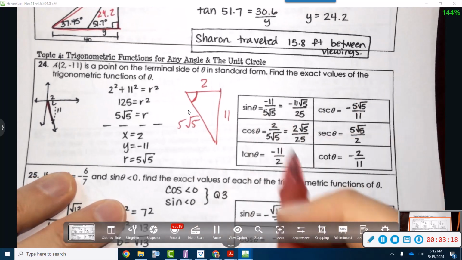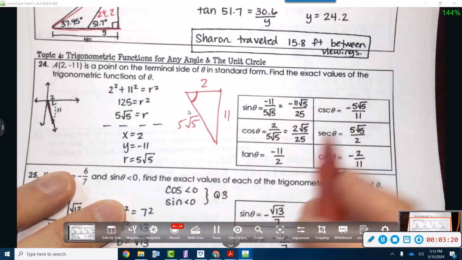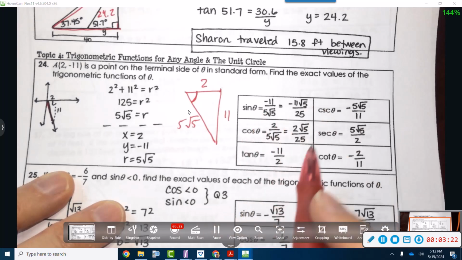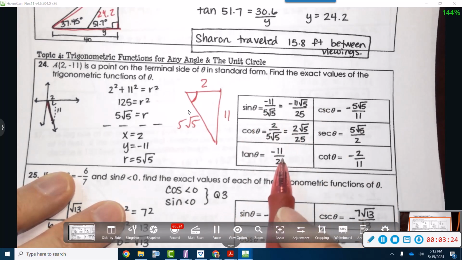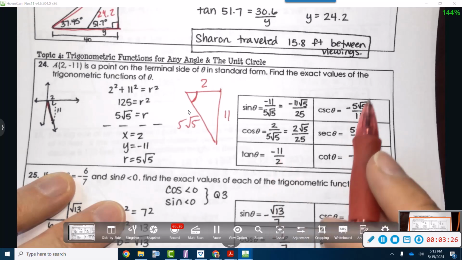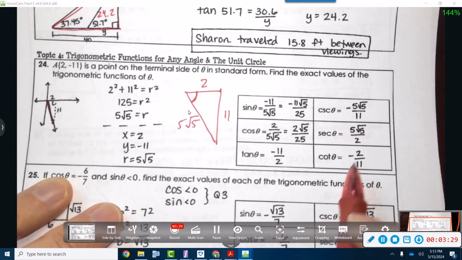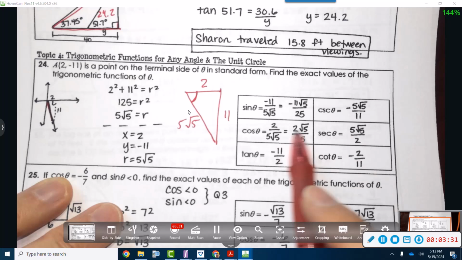So what values of these guys are negative? Well, sine is negative in the 4th. Cosine is not. Tangent is negative in the 4th. Cosecant is, and cotangent is. So these two are not negative in the 4th quadrant.